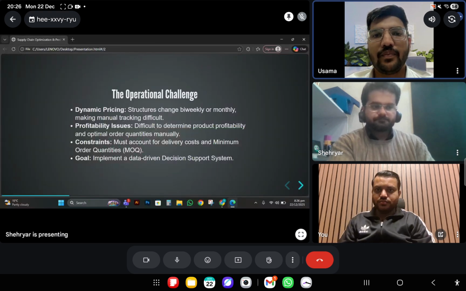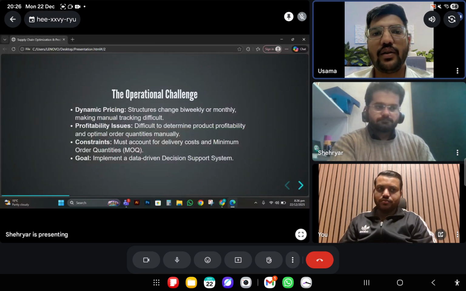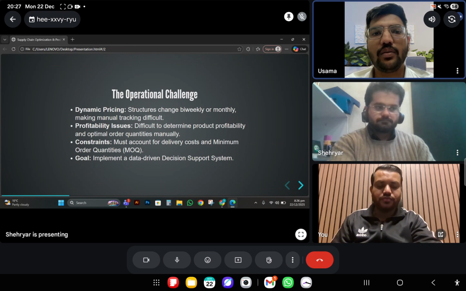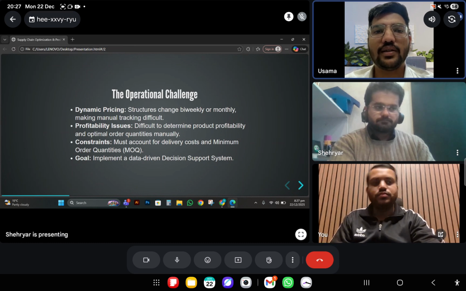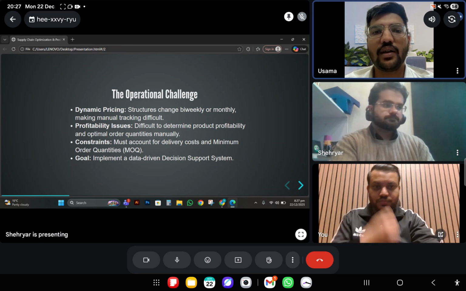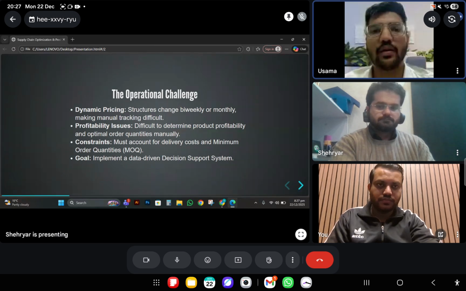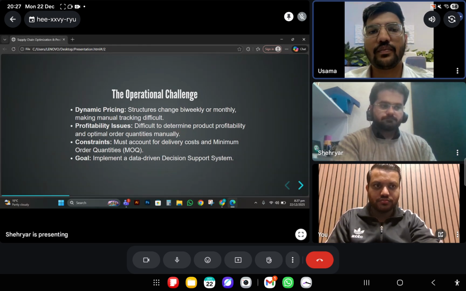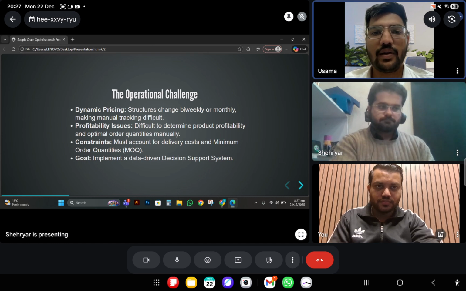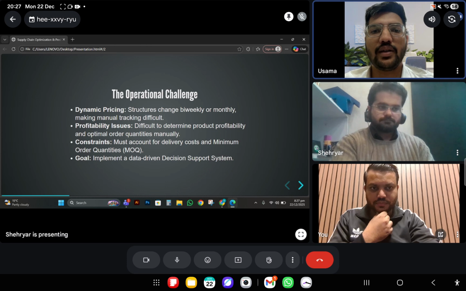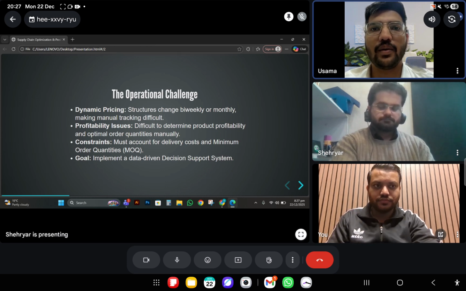First, dynamic pricing. Pricing structures change frequently, often bi-weekly and monthly, so manual monitoring becomes difficult to sustain. Secondly, profitability and order decisions. With thousands of products, ETS cannot easily identify which items are truly profitable and what the optimal order quantities should be across the catalog. Third, the company operates under important constraints, particularly delivery costs and minimum order quantities, which limit flexibility and distort ordering decisions if not modeled properly.